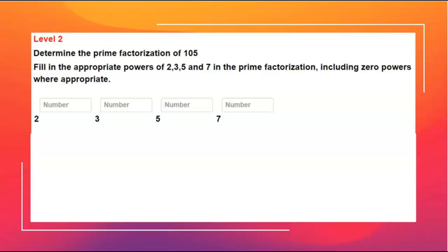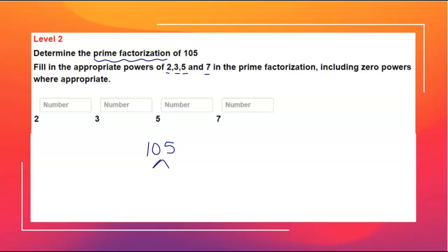For this example, we are going to do the prime factorization of 105. So we're going to break down 105 into all the prime factors. And for this, it's only 2, 3, 5, and 7. However, there are many more other prime numbers.